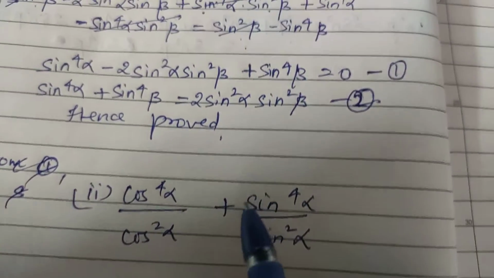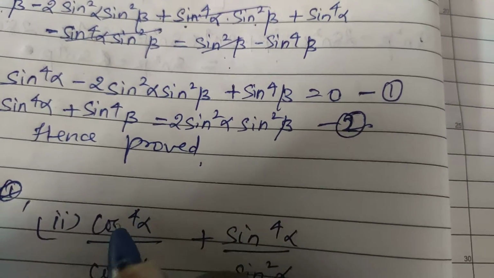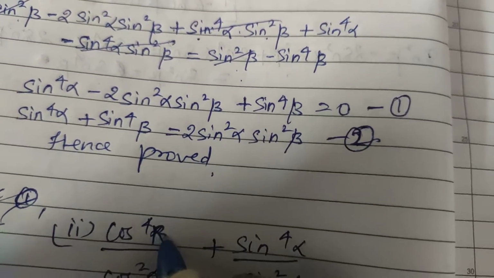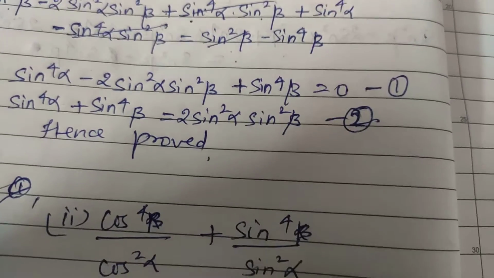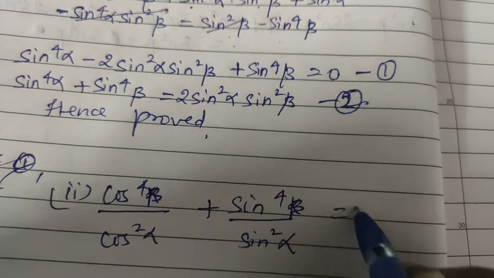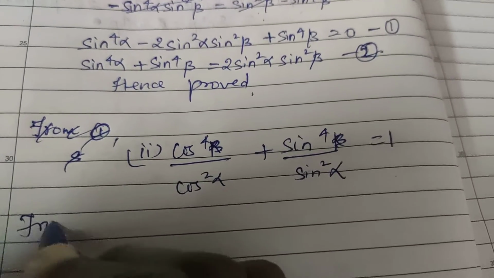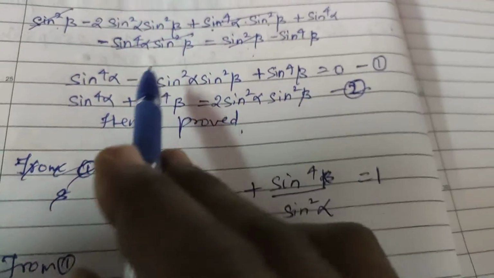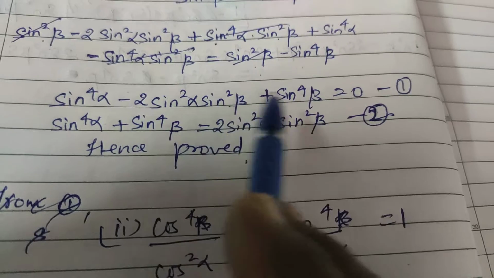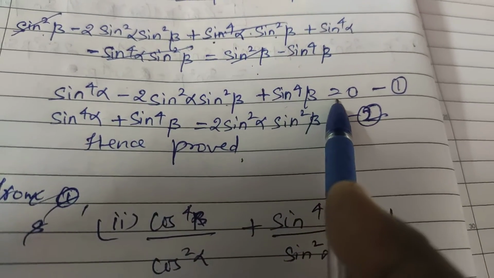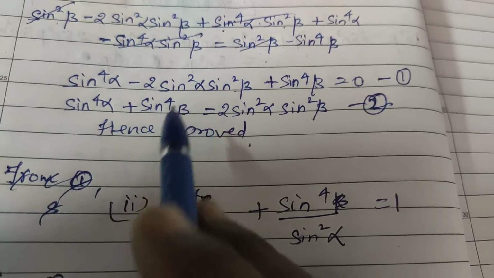There is a slight change here, children. Cos to the power 4 beta over cos squared alpha, plus sine to the power 4 beta over sine squared alpha, is equal to 1, we have to prove. So we are taking equation number 1, what we have already proved. Sine to the power 4 alpha minus 2 sine squared alpha sine squared beta plus sine to the power 4 beta equal to 0. It is an expansion of the a minus b the whole squared formula.